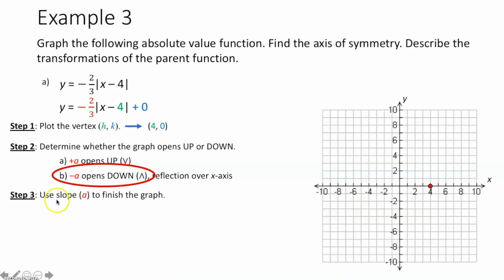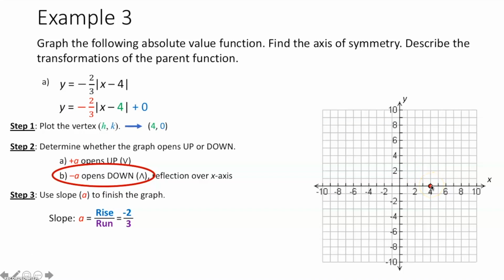Next, we have to use the slope to graph the rest of the line. So what's our slope? Our slope is -2/3. And because it's already a fraction, that makes it easy. Our rise over run is -2/3. Again, this negative sign could go with the numerator or denominator, not with both. So I usually put it with the numerator. That's why it's -2/3.